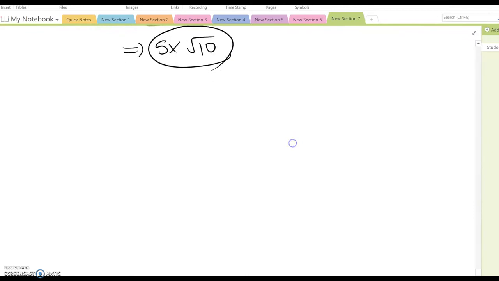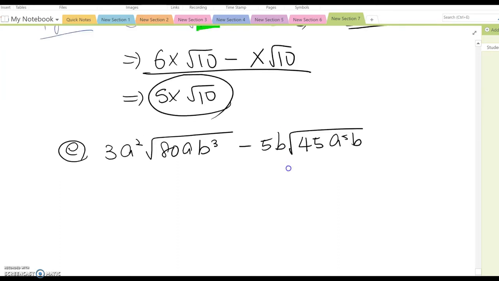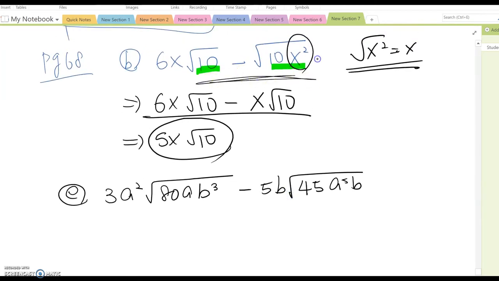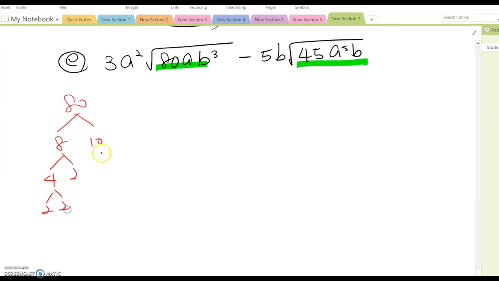So what about letter E, which is 3a squared square root 80ab cubed minus 5b square root 45a fifth b. Like these previous questions, whatever we can simplify, we need to simplify. So we need to simplify each radical expression before we calculate. We did this before. What's 80? 80 is 8 times 10, which is 4 times 2, 2 times 2, and 2 times 5. So one pair, two pairs, right?